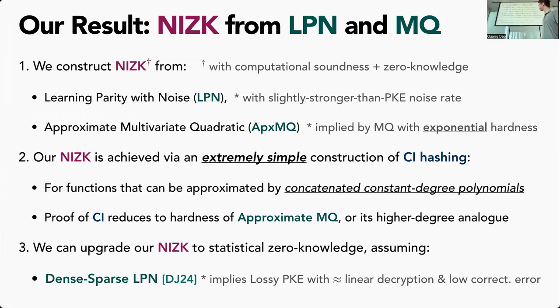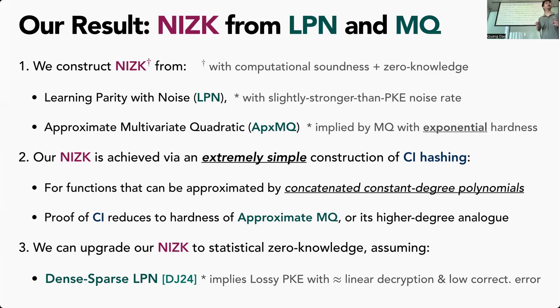Okay, and finally, our NIZK only satisfies soundness and zero knowledge against a computationally bounded adversary. But we can upgrade it so that the zero knowledge property is statistical, meaning that it holds even for an unbounded adversary. And this requires a new variant of LPN called Dense-Sparse LPN. This appears in a companion work, sort of, also by me and my co-author. So if we have time, I'll go a bit into this assumption at the end of the talk.